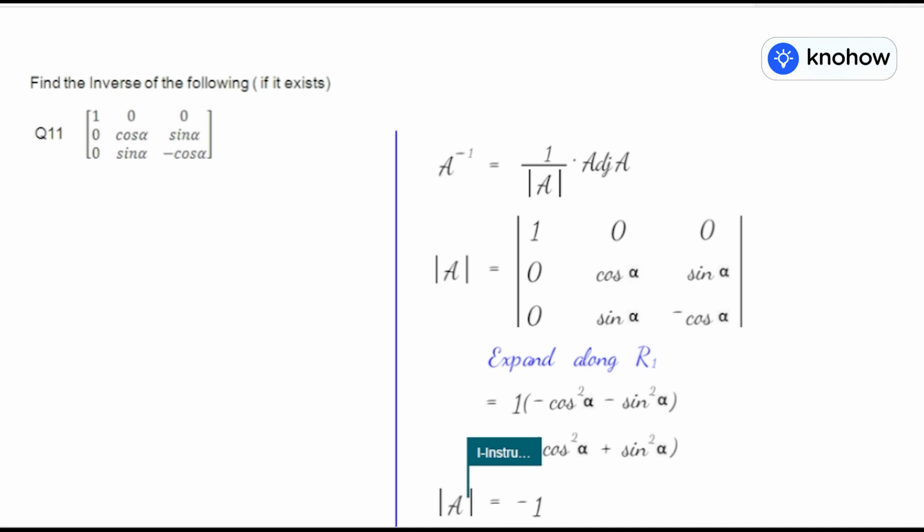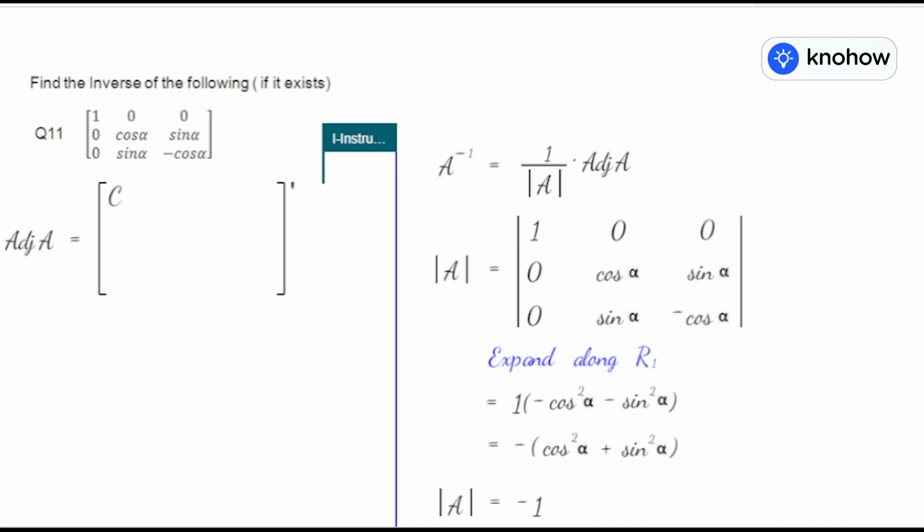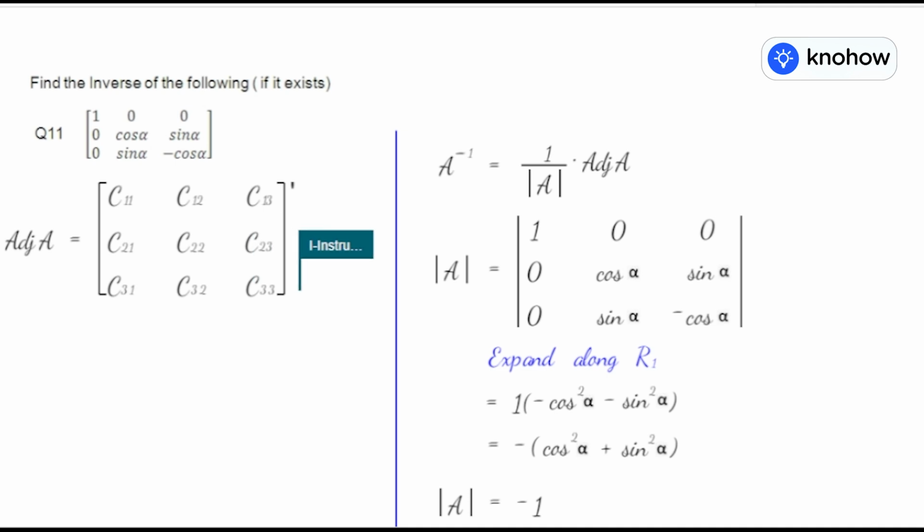And now let us work out adjoint A. Adjoint A is defined as the transpose of a matrix obtained by replacing each element by the corresponding cofactor. That is C11, C12, C13, C21, C22, C23, C31, C32, C33. How do you work out any cofactor? Delete the row and column through that particular element, and the rest of the determinant you work out with a proper sign to be imposed, and you know the corresponding proper signs: plus, minus, plus, minus, plus, minus, plus, minus, plus.